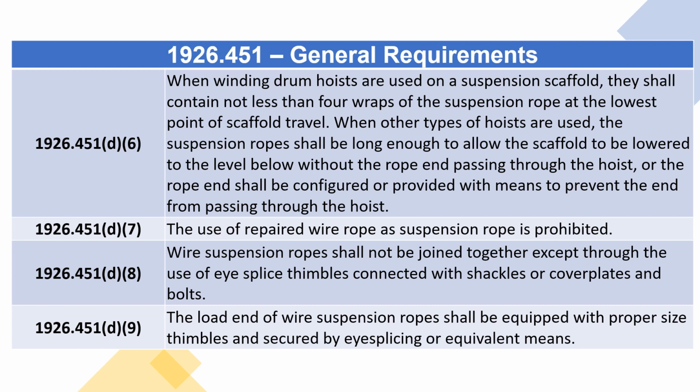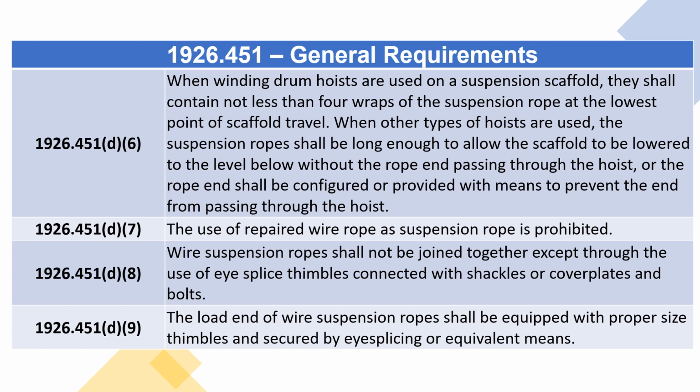1926.451(d)(6): When winding drum hoists are used on a suspension scaffold, they shall contain not less than 4 wraps of the suspension rope at the lowest point of scaffold travel. When other types of hoists are used, the suspension ropes shall be long enough to allow the scaffold to be lowered to the level below without the rope end passing through the hoist, or the rope end shall be configured or provided with means to prevent the end from passing through the hoist.